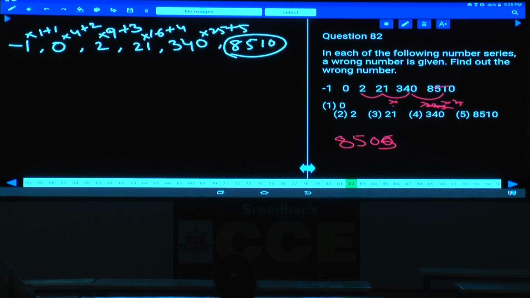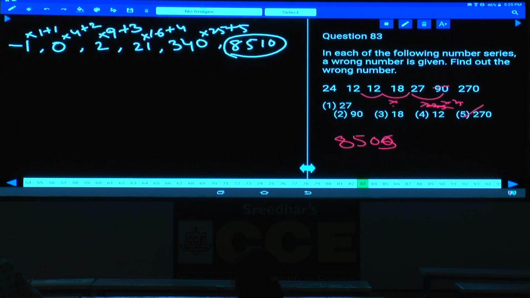Done? Now question number 82. What is the wrong number here? 8510 is the wrong number. Are you following this one or not? Next question number 83, with 24, 12 and so on.